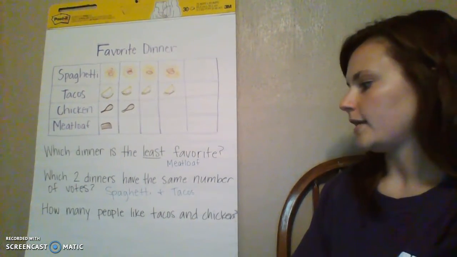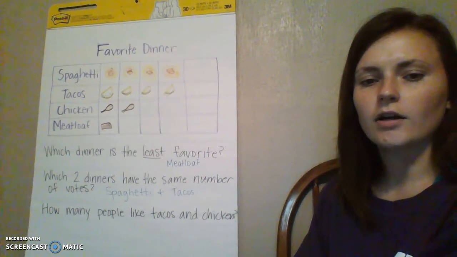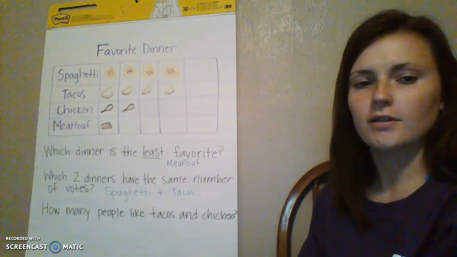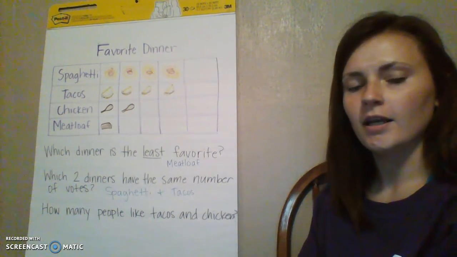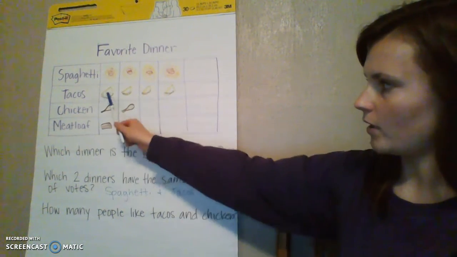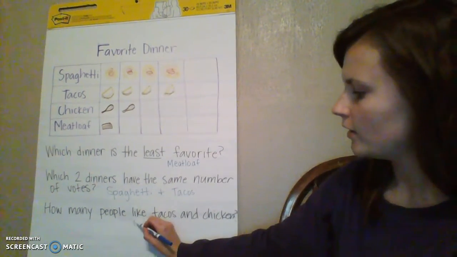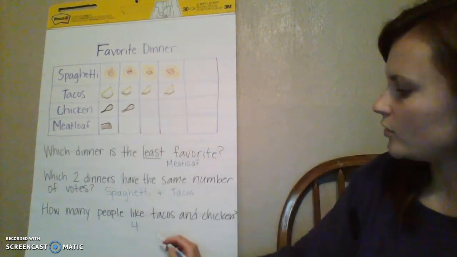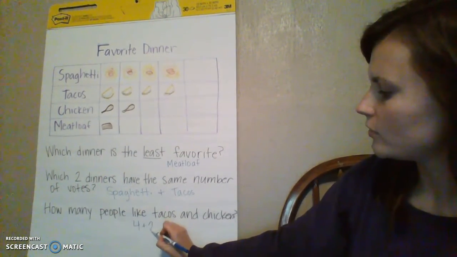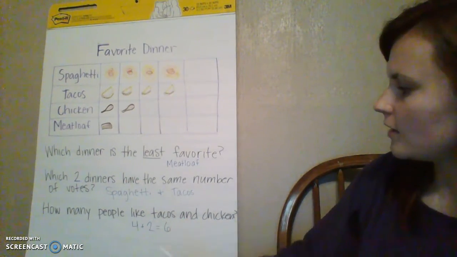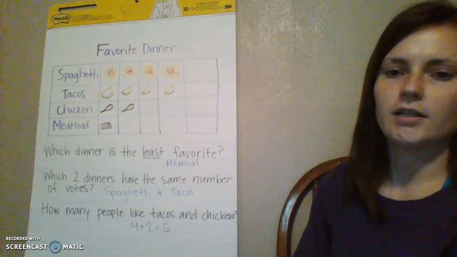And the last question is, how many people like tacos and chicken? So I'm going to count my votes for tacos, and I'm going to count my votes for chicken, and then I'm going to add them together. So for tacos, I have 1, 2, 3, 4. So I'm going to write it 4. Chicken, I have 1, 2. So 4 plus 2 equals 6. So 6 people like chicken and tacos.